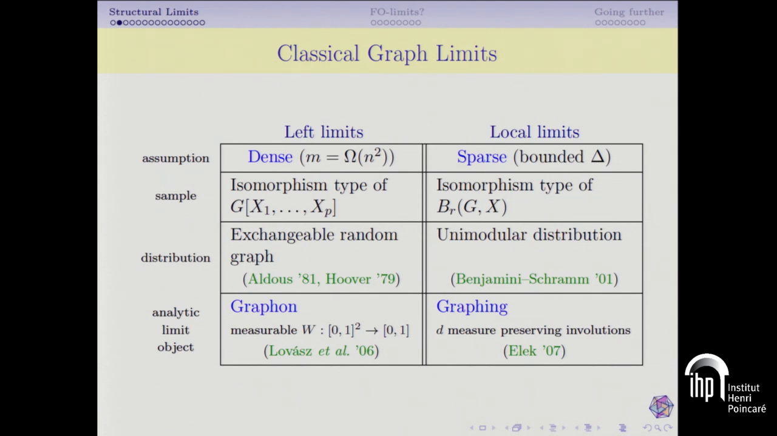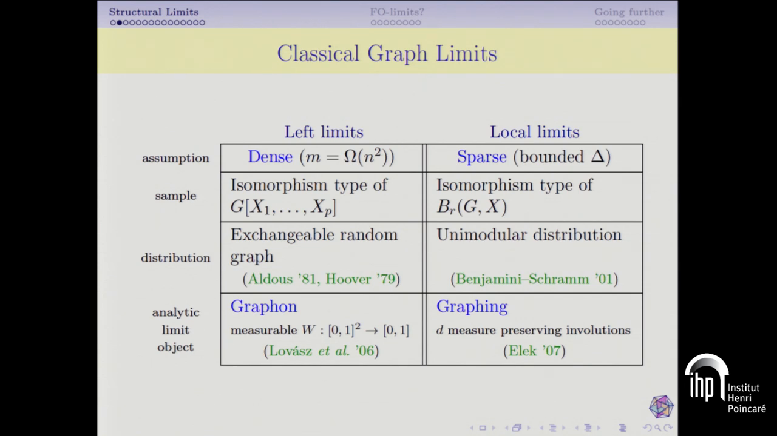The second possibility to represent the limit object is by means of an analytic object, which is a graphon. A graphon is a measurable function from the square [0,1]² to [0,1], which is symmetric. You can think about this graphon as a way to generate a random graph which is close to the limit. So you have a [0,1] square, and at each point you have some value between 0 and 1, and you want to generate a random graph. You pick randomly n values independently and uniformly in the interval [0,1].